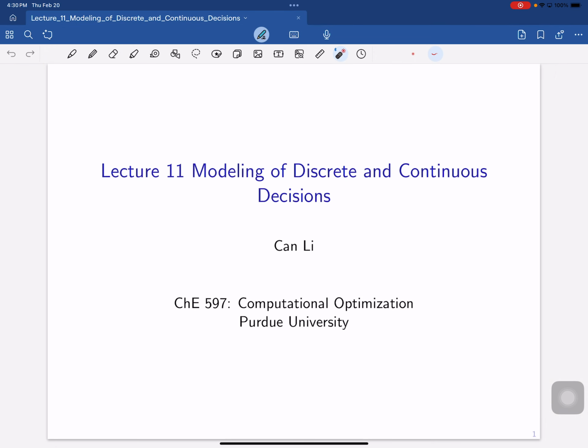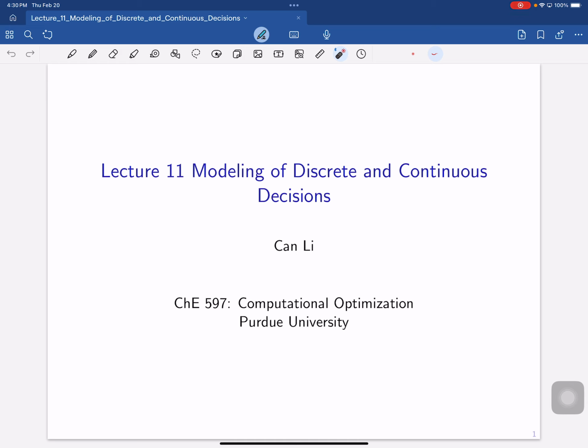So recall that in the last few lectures, we talked about theory and algorithm for solving linear programs and nonlinear programs and so forth. And then in the next few lectures, including this lecture, we will start talking about mixed integer linear programs and mixed integer nonlinear programs. Of course, we will talk about theory, algorithm, and so forth.